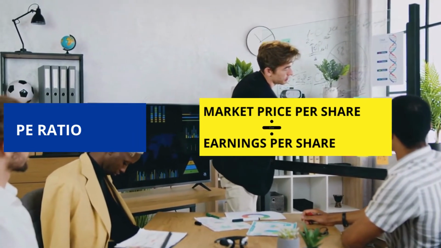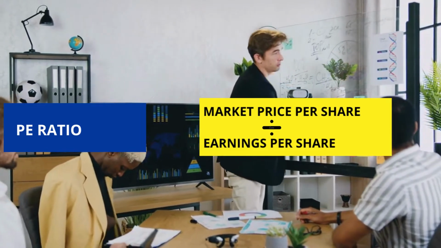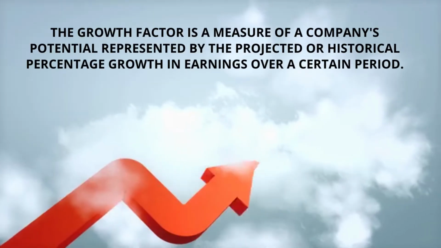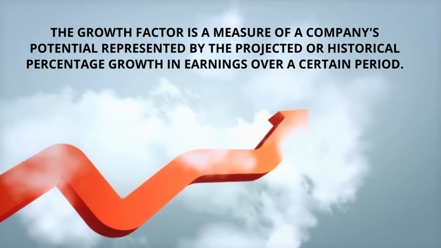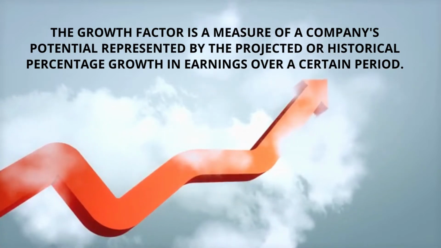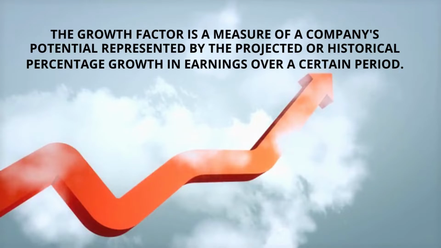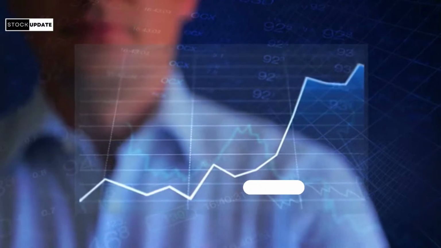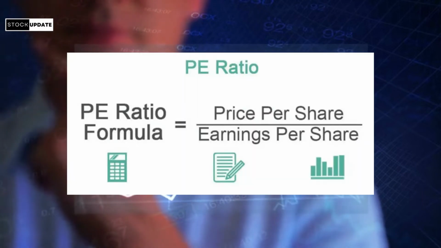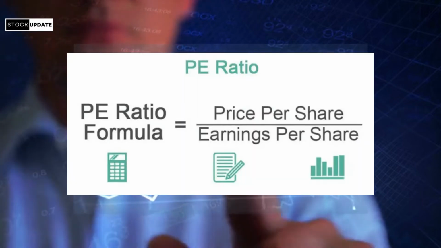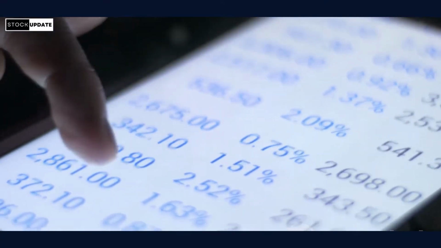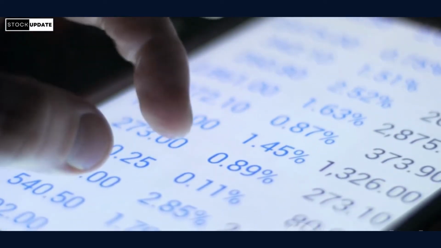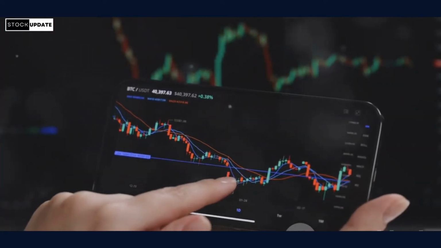What if a company is on an upward trajectory? That's when the growth factor enters the equation. The growth factor is a measure of a company's potential, represented by the projected historical percentage growth in earnings over a certain period. Now merge the P/E ratio and the growth factor and we get the PEG ratio. This can be calculated by dividing the P/E ratio by the earnings growth rate. What makes the PEG ratio so potent is that it provides a more comprehensive view of a stock's valuation, taking into account both its current price and its growth potential.